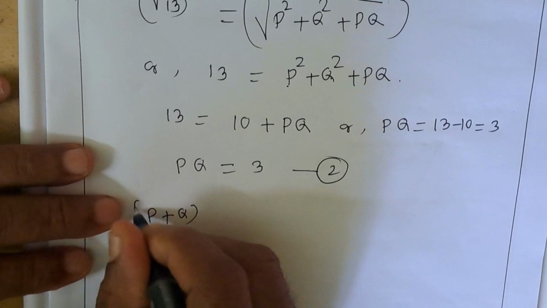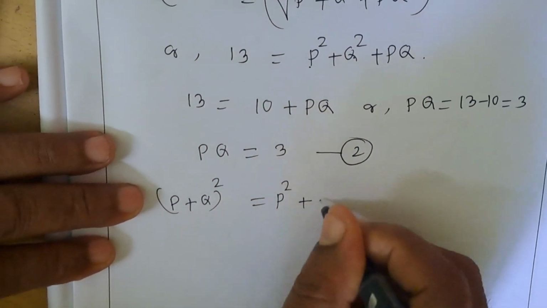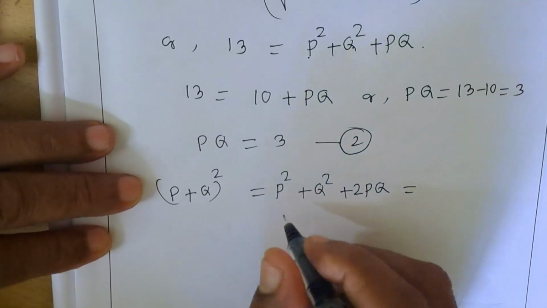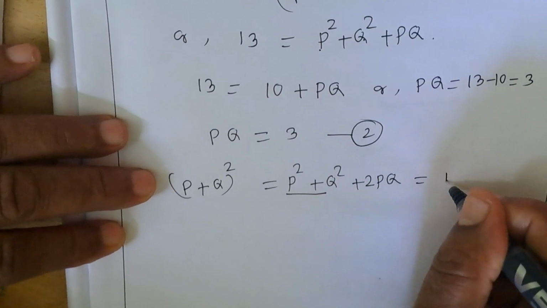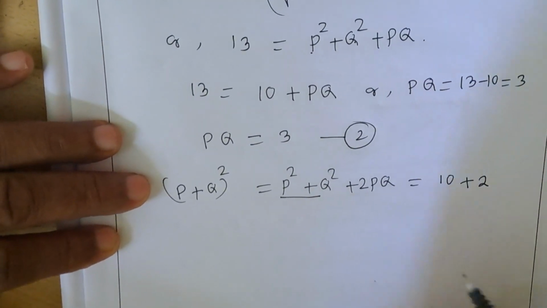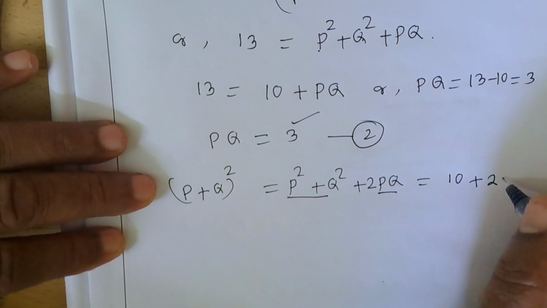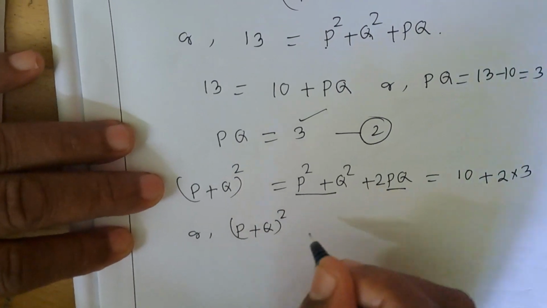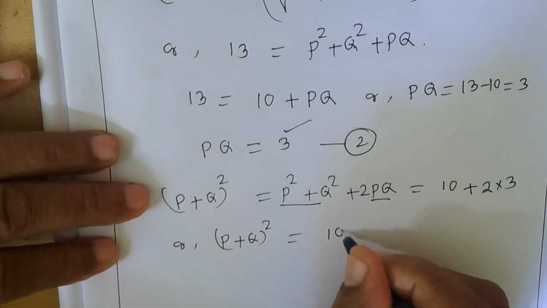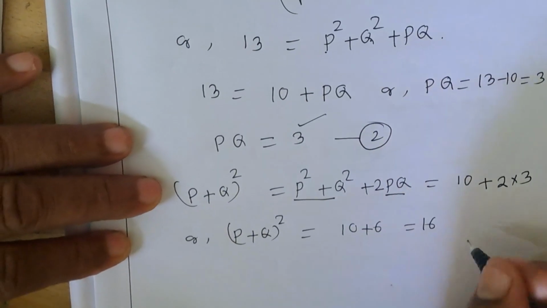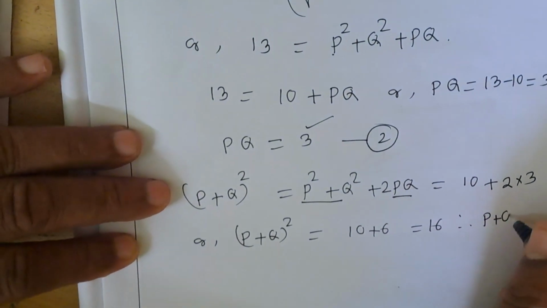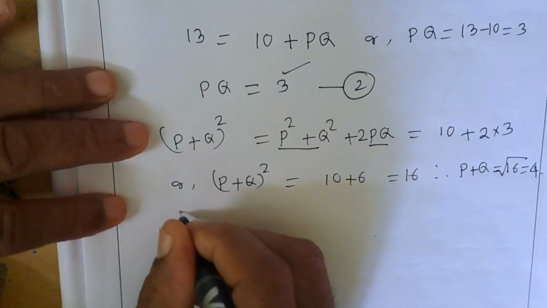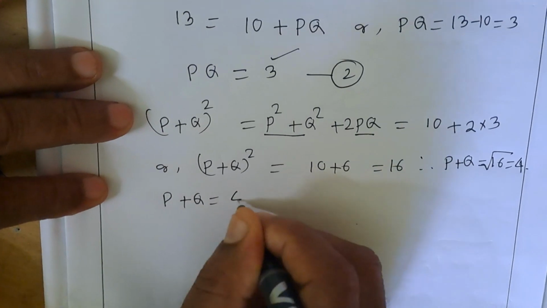Now, you know that p plus q whole square is equal to p square plus q square plus 2pq. Therefore, p plus q whole square is equal to 10 plus 2 into pq, which is 3, or p plus q whole square is equal to 10 plus 6 is equal to 16. Therefore, p plus q is equal to root over 16 is equal to 4. P plus q is equal to 4.